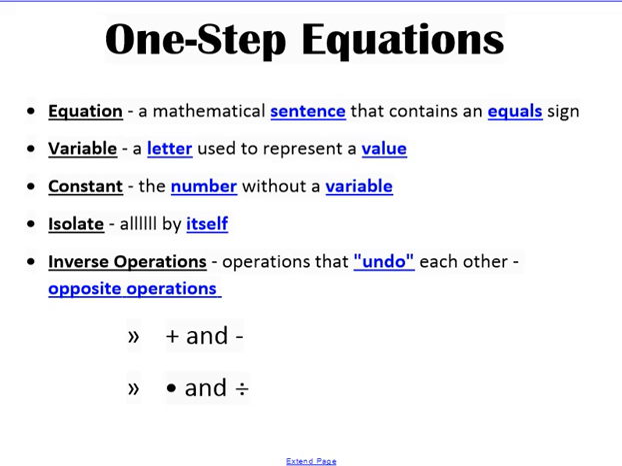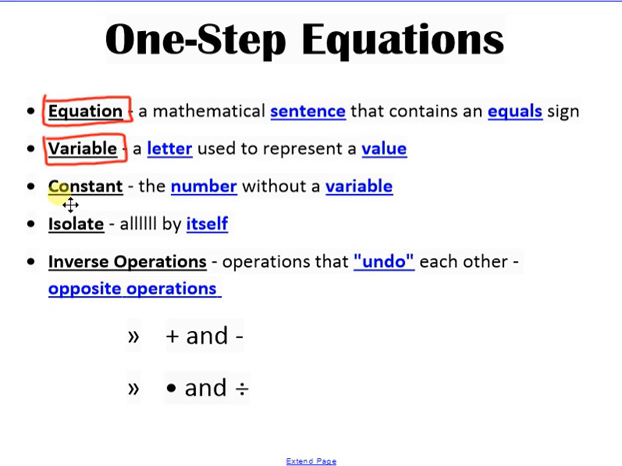Okay, so with one-step equations, we have some vocabulary that's very important. First of all, we have equation. An equation is a sentence in math that has an equal sign in it. That's another difference from an expression: you don't have equal signs with expressions. The second vocab word is variable, and you should be familiar with that. A variable is just a fancy word for a letter. So it's a letter used to represent a value.